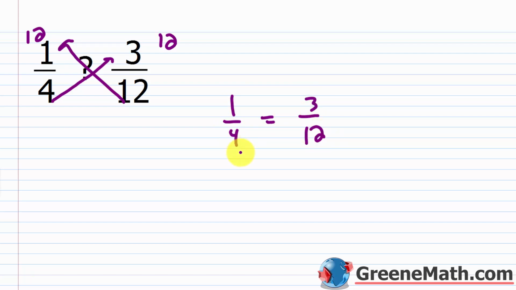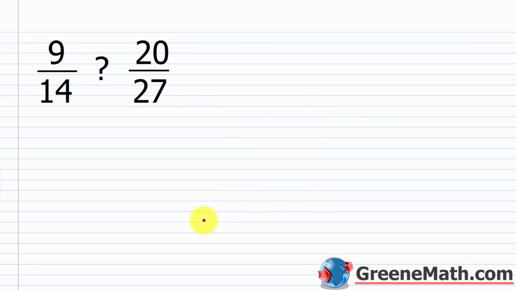You can also see that that's equal because if I multiply 1 by 3, I get 3. If I multiply 4 by 3, I get 12. So essentially all I did here was take 1/4, multiply it by 3 over 3, which is the complicated form of 1, and I got 3/12. So of course 1/4 and 3/12 are equal. All right, let's look at another one.